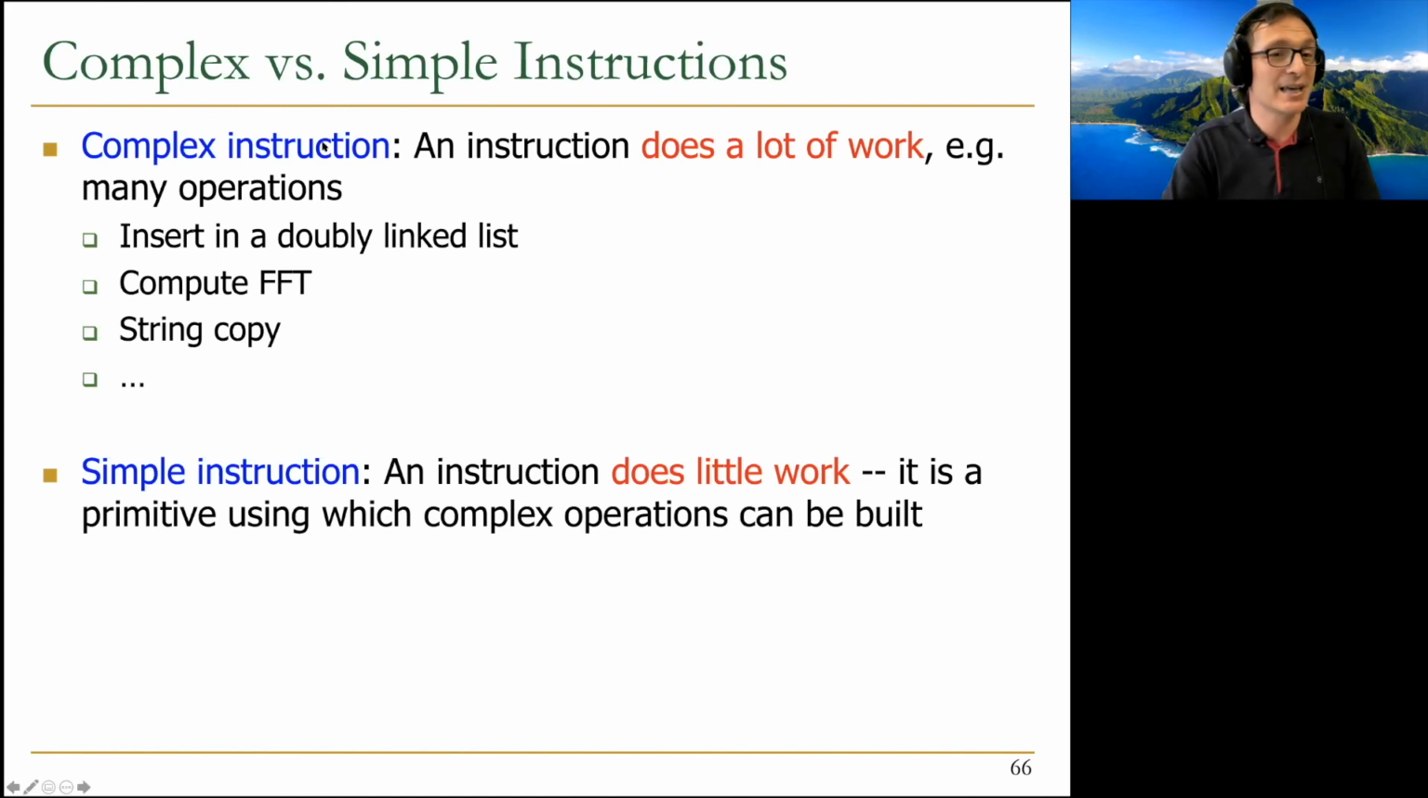So semantic level of the instruction is very high over here, whereas the semantic level of the instruction is very low over here. Meaning that the instruction is very close to the hardware and the control signals, whereas here, the instruction is farther away from the hardware.